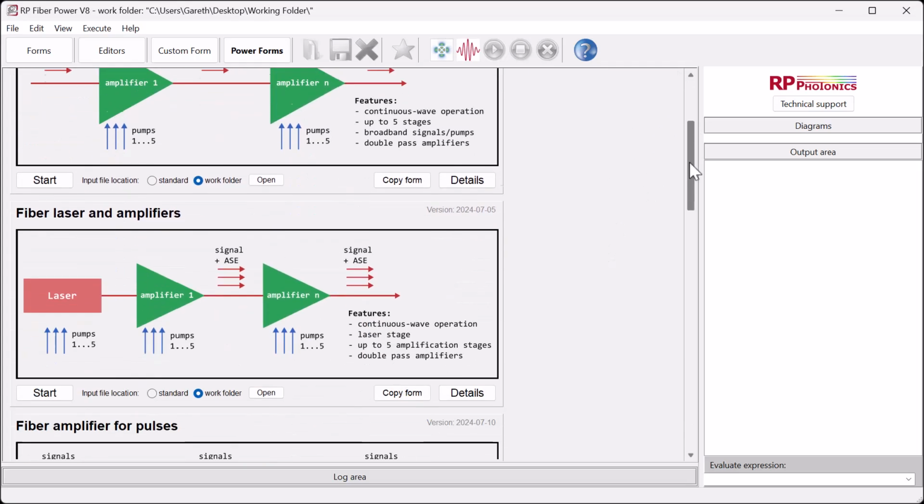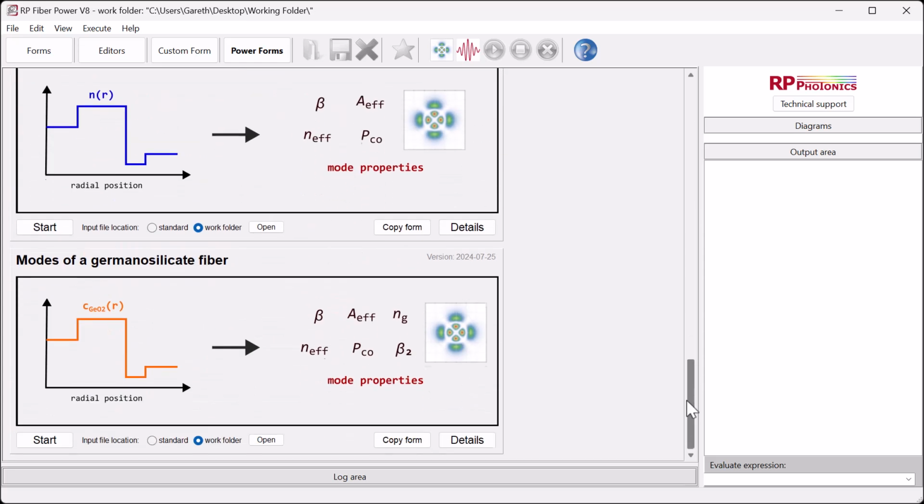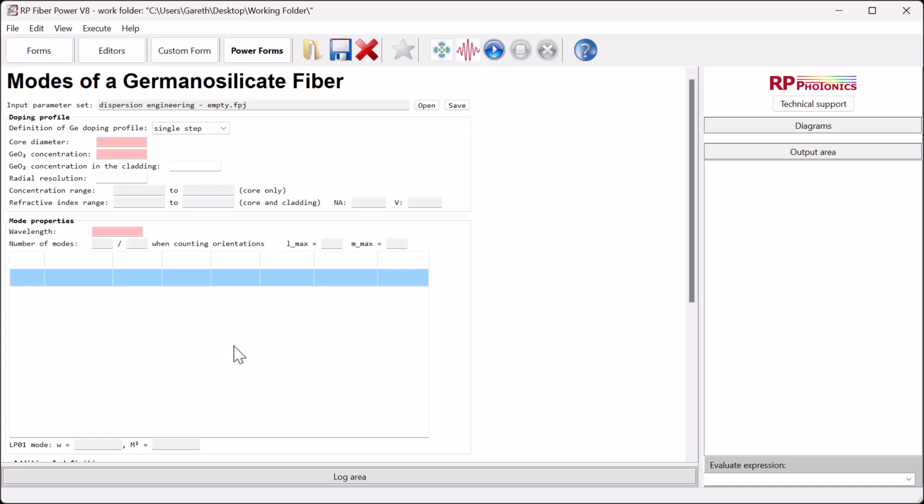For this simulation, we use the power form titled Modes of a Germanosilicate Fiber. We begin with the simplest kind of refractive index, the step index fiber. These have a constant refractive index within the fiber core. We'll try and analyze a Corning's SMF28, a widely used standard single mode fiber in telecommunications.